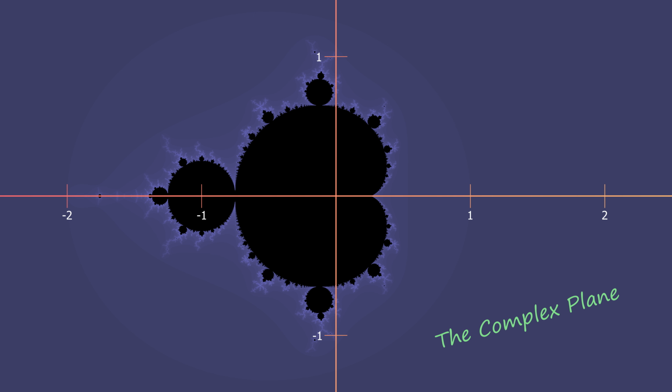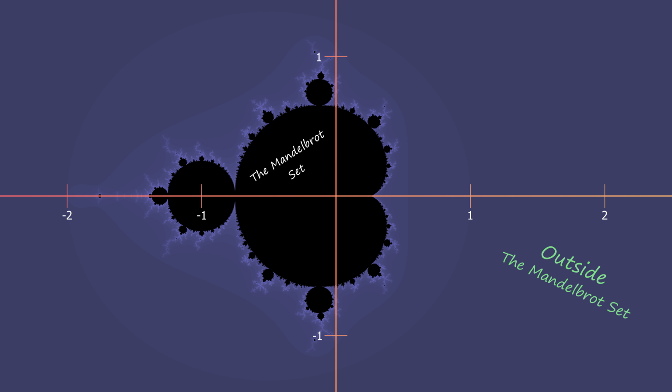The Mandelbrot set is a type of shape known as a fractal. It is calculated in a number system known as the complex numbers. The complex numbers are two-dimensional. The black part is the actual Mandelbrot set. The coloured area is outside the Mandelbrot set.